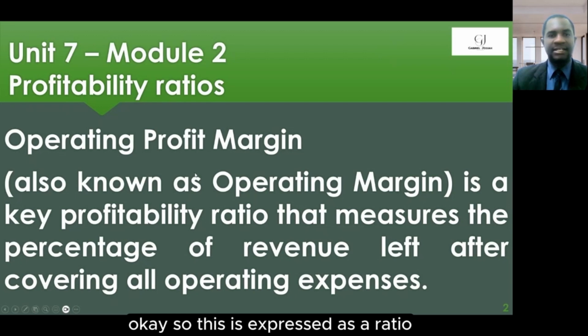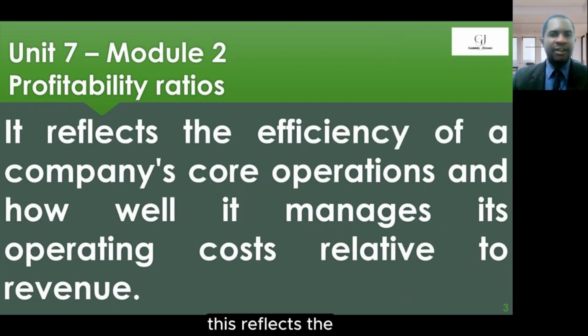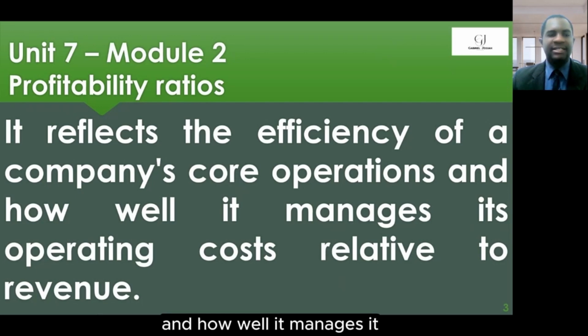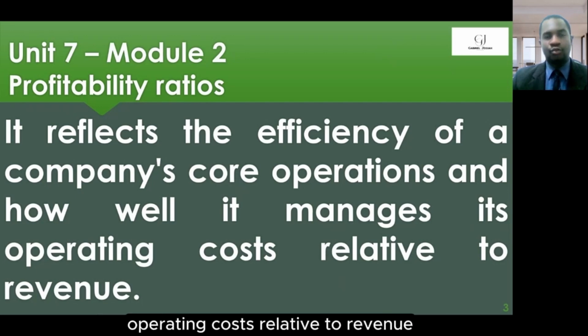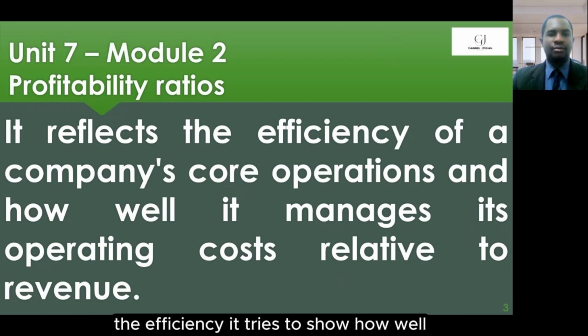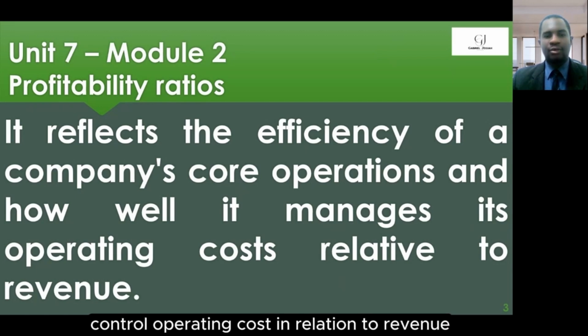This is expressed as a ratio, but the operating profit itself is after you have deducted your indirect costs. This reflects the efficiency of a company's core operations and how well it manages its operating costs relative to revenue. So the operating profit margin depicts the efficiency. It tries to show how well management are working assiduously to control operating costs in relation to revenue.